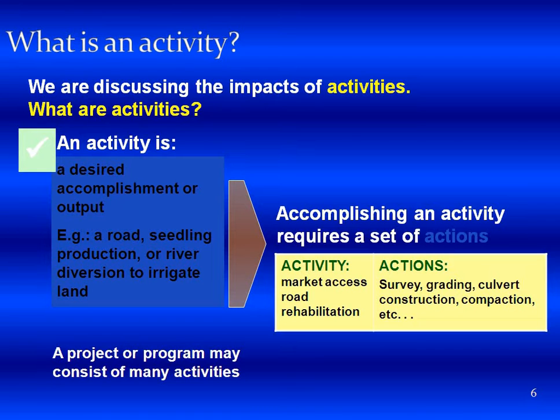Now, there is another term called actions. Each activity consists of a set of actions. For example, access to a marketing point through road and rehabilitation. This can be covered in many ways. Access to the marketing place means you have to do a survey, grading, and then culverts also. This way each activity will have a bunch of actions. Actions need to be verified and checked, then the activity is automatically taken care of.